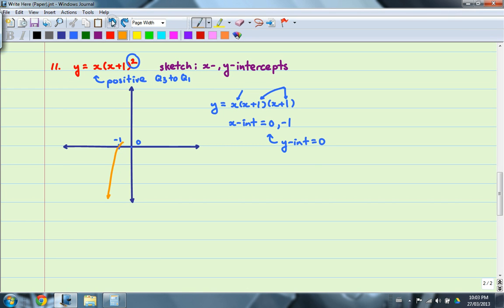Oh, no, that's not it. It's a double root, isn't it? So it's actually going to go from the bottom, touches the negative 1, comes back down, and then goes back up through the 0, and then continues on. Okay, so hopefully this zoom in version of the graph makes a little bit more sense, and that's it.